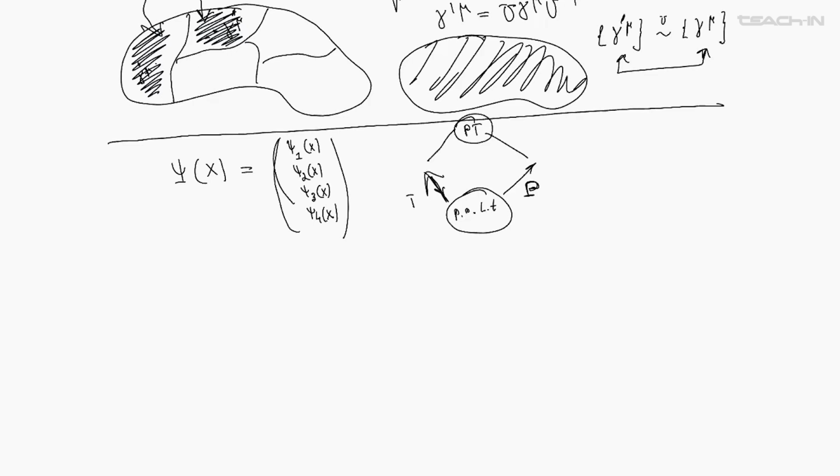And so what we will do then, we will first understand how our spinor transforms under proper orthochronous Lorentz transformations, which form a subgroup of the Lorentz group. And then we will see how the spinor transforms under parity and time reversal. And in this way, we will understand how it will transform under the full Lorentz group.